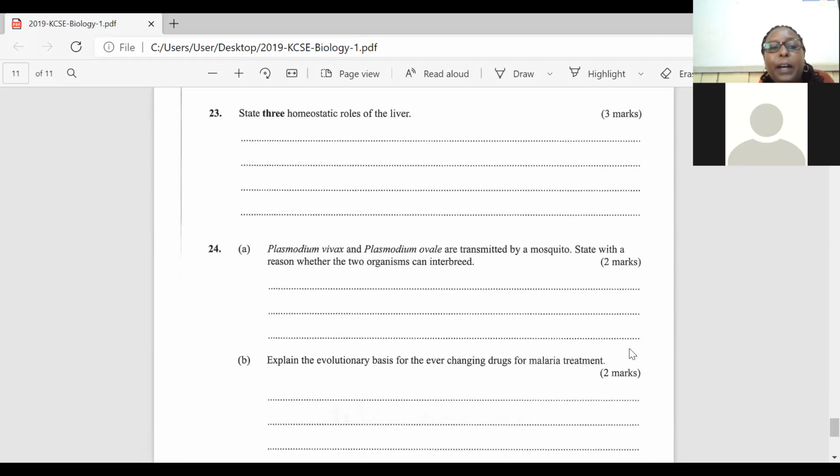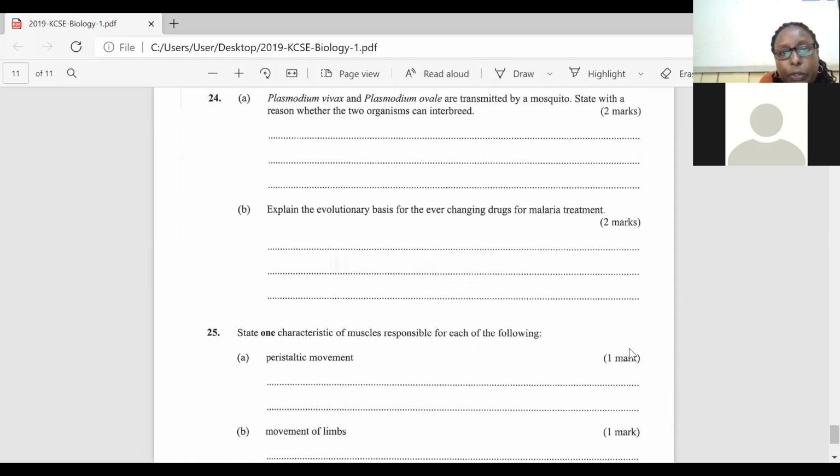Then next, we have question 23, where we have: state 3 homeostatic roles of the liver. The question required knowing that we have the homeostatic roles, and also the excretory roles. So they had to know the difference between the homeostatic ones and the excretory ones to be able to score on that. It was quite clear.